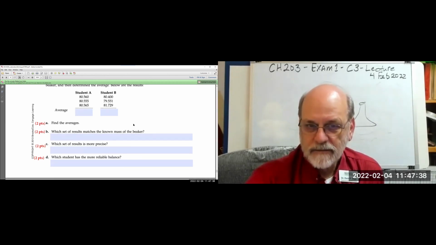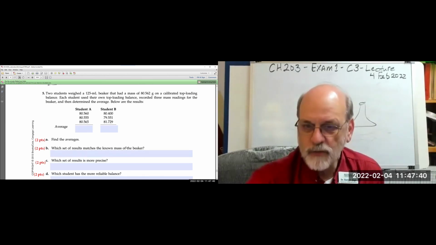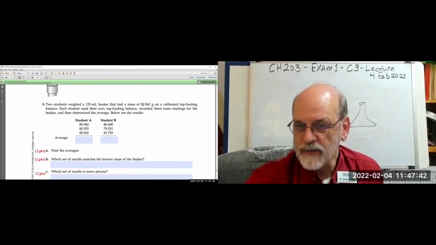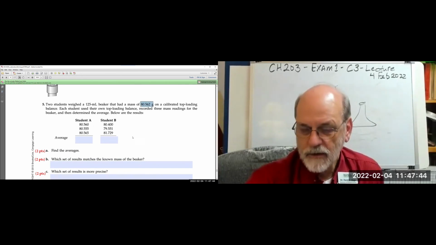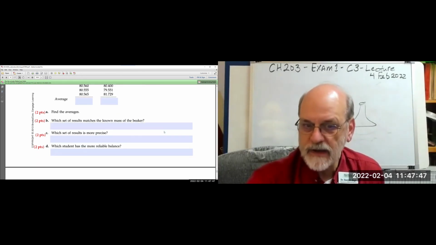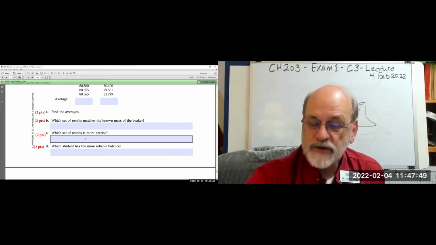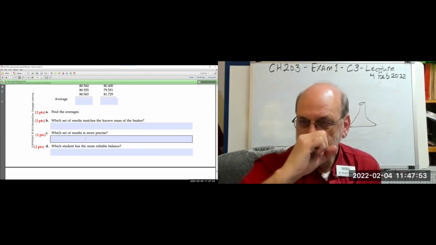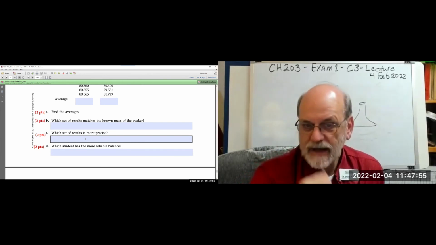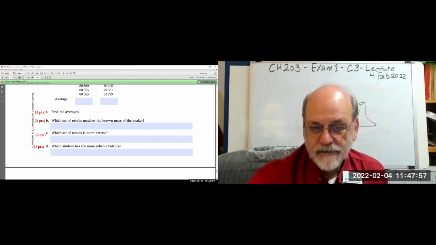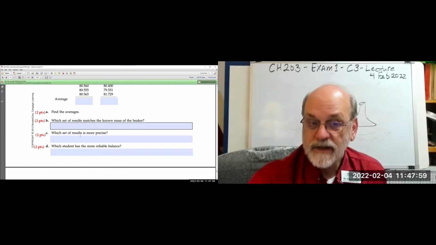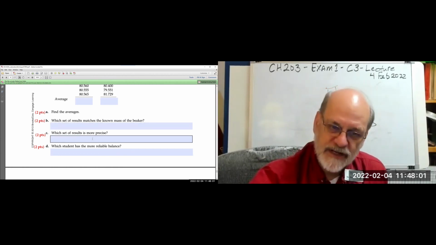Which one of these matches the known mass of the beaker? Here's the known mass of the beaker right there. Which one of these matches the known mass of the beaker? Which is more precise? In other words, which has the tightest grouping? So the first one has to do with accuracy. The C has to do with precision.